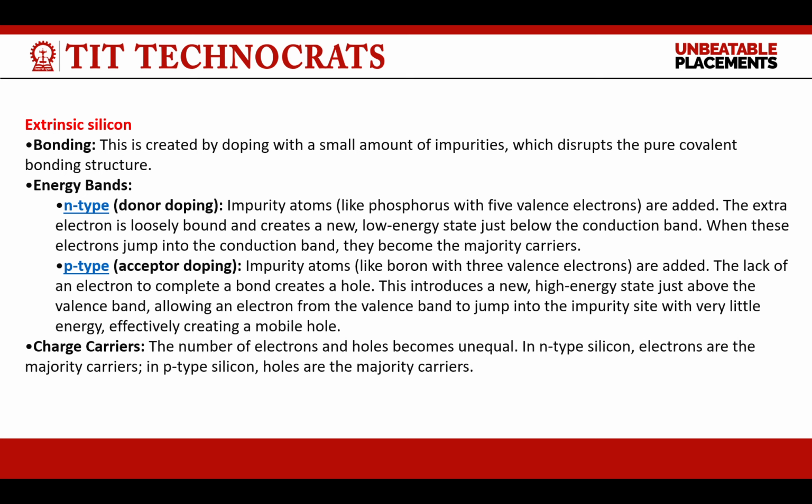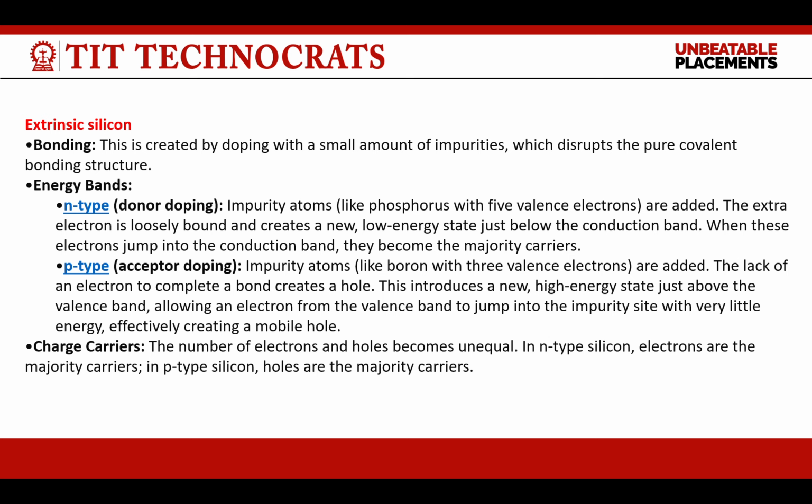Extrinsic silicon we can define by its bonding. This is created by doping with a small amount of impurities, which disrupts the pure covalent bonding structure, and the energy band is N-type, that is donor doping. Impurity atoms like phosphorus with 5 valence electrons are added. The extra electron is loosely bound and creates a new low energy state just below the conduction band. When these electrons jump into the conduction band, they become the majority carriers.